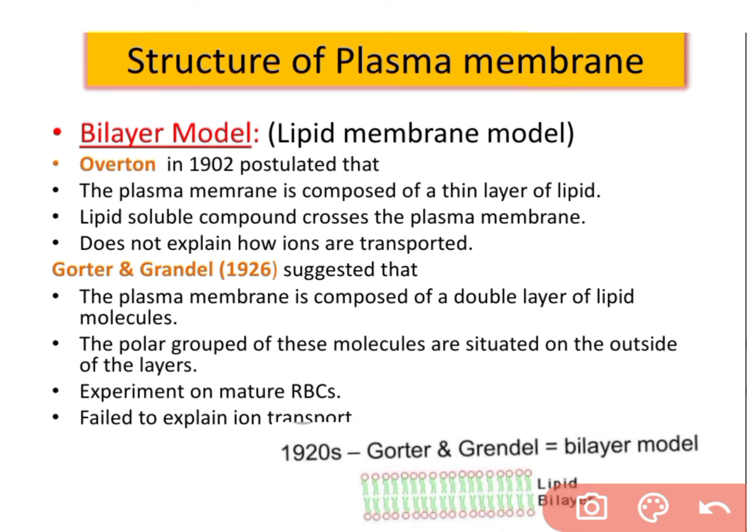Then Gorter and Grendel in 1926 suggested that the plasma membrane is composed of a double layer of lipid molecules. The polar groups of these molecules, this region, are situated on the outside of the layers. The Gorter and Grendel experiment was on mature RBC, red blood cells, and they failed to explain how ion transport occurs.